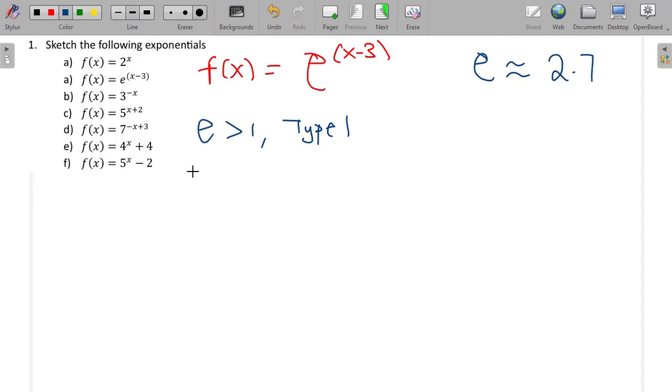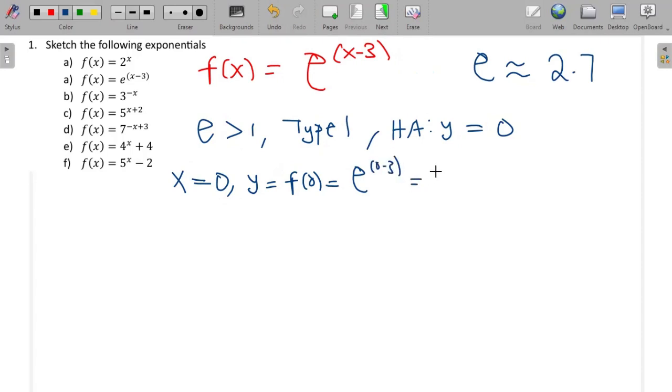And then let's find the horizontal asymptote. We see that this e to the power something has been added to nothing here, so it means my horizontal asymptote is just y is equal to 0. And then we find the y-intercept by setting x to be equal to 0. So the y-intercept will be equal to f of 0, which will just be e to the power 0 minus 3, which will just be e to the power minus 3, which is the same as 1 over e to the power 3.